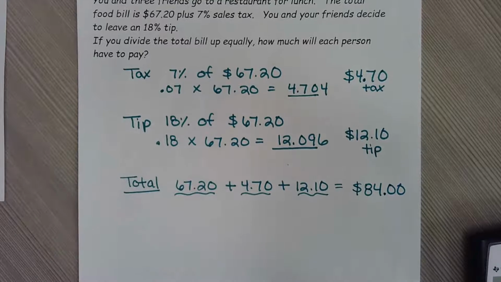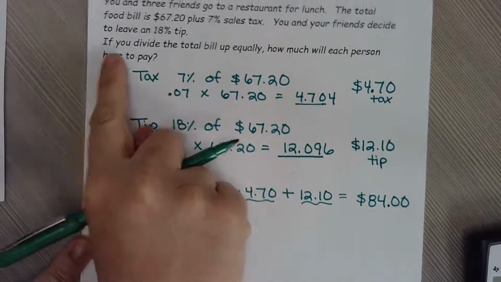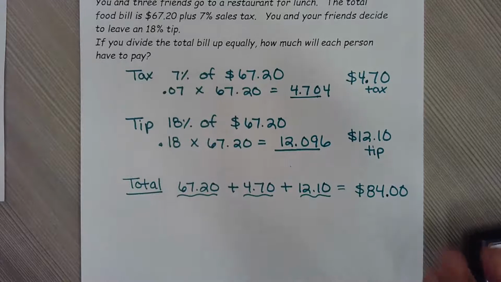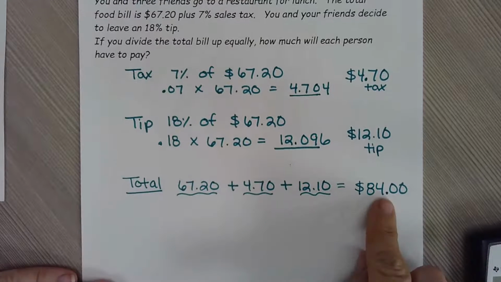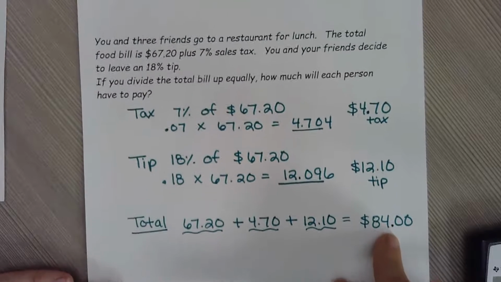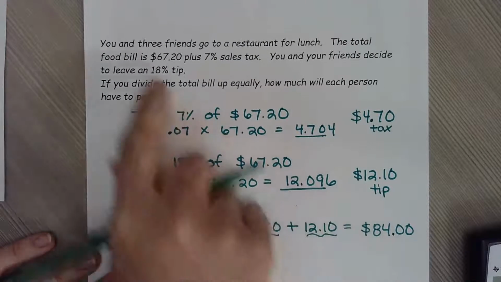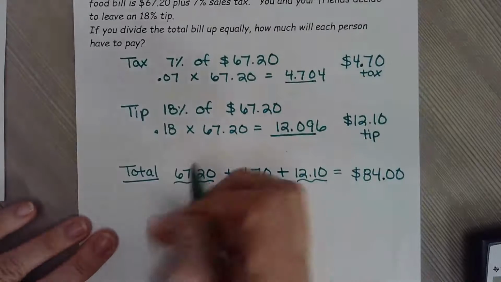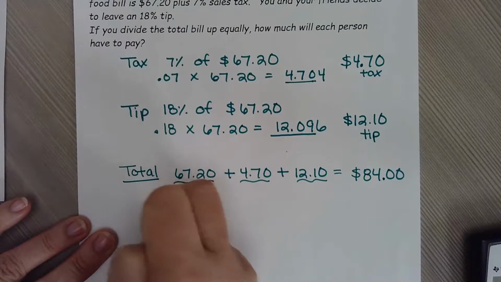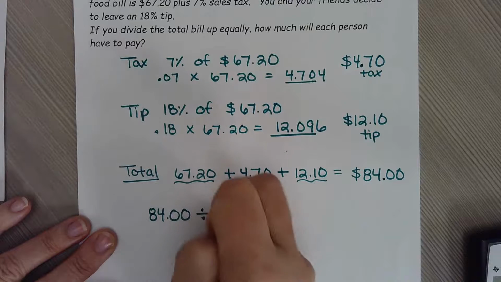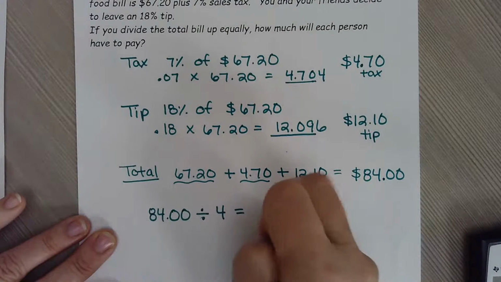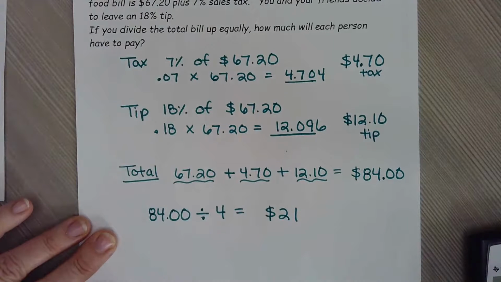Now, the other day we would have been done, but this last step says if you divide the total bill up equally, so that means you and your friends are going to split the bill equally, and the bill's $84. Well, first of all, how many people are sitting at the table? Let's go back to our problem. It says you and 3 friends. That would be 4 people. So we are going to take this $84 and we are going to divide it up amongst 4 people. And that would mean each person is paying $21.